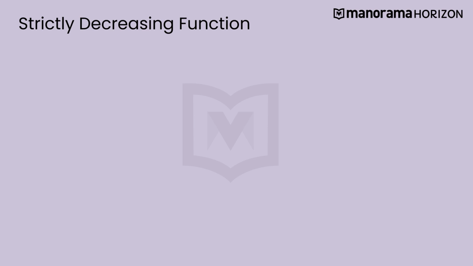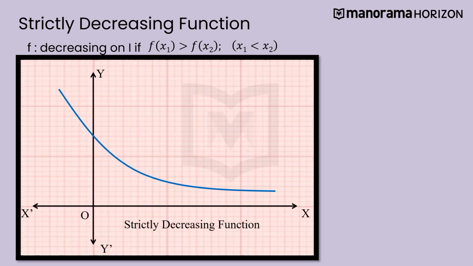The function f of x is said to be strictly decreasing on I if f of x1 is greater than f of x2 whenever x1 is less than x2. This is called a strictly decreasing function. Strictly decreasing function means the function will always decrease for the domain.